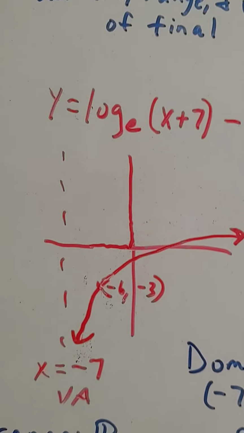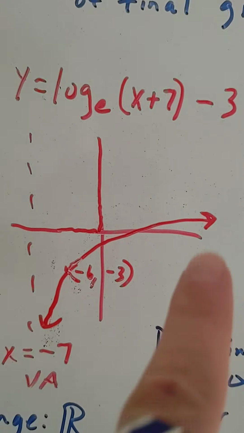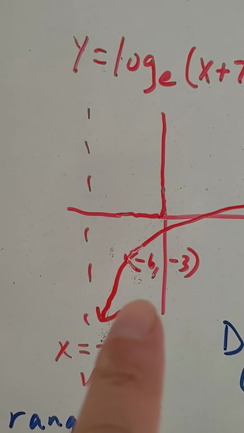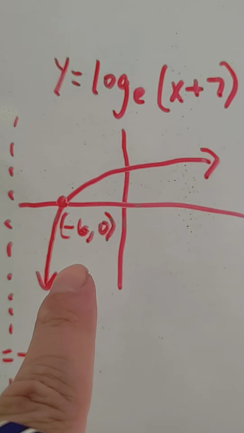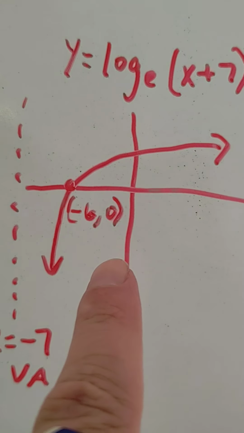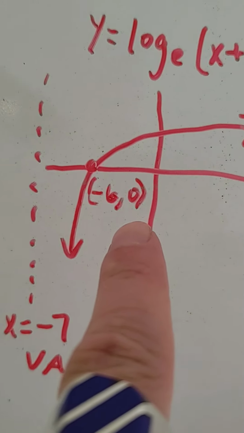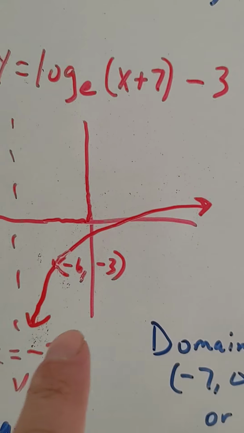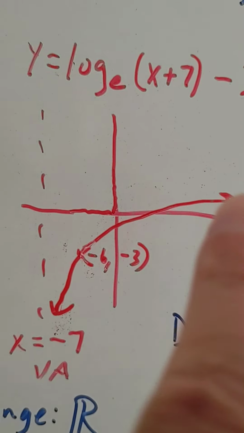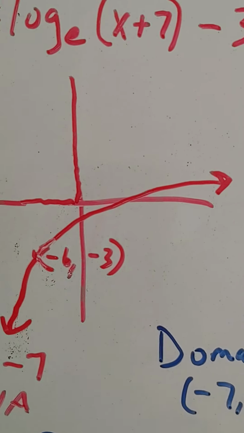It affects the y-axis, or the y-coordinates. So I just quickly drew the graph here. And then more importantly, what is this ordered pair going to transform to in the next graph? Well, vertical shift affects y-coordinates. So what's 0 minus 3? Negative 3. So (negative 6, negative 3) is a point this graph has to go through. And then I just drew it.